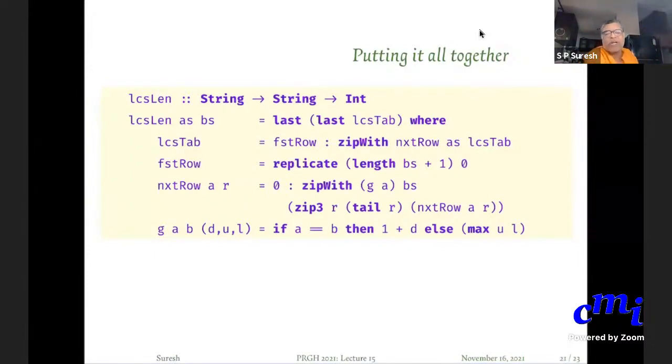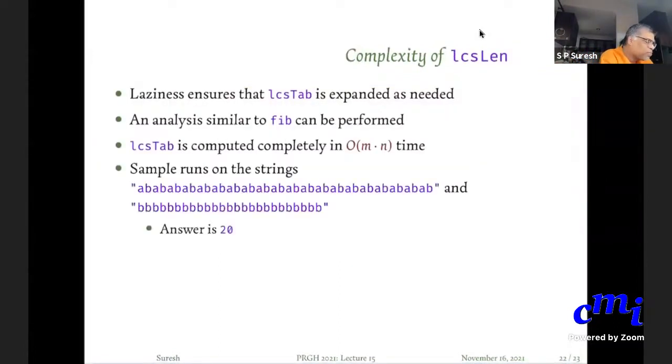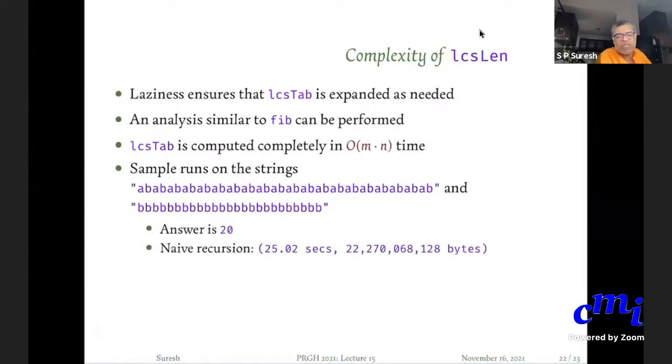You're not building an infinite list now. You're building a finite list, but even that can be built in terms of what looks like a circular definition, but it is fine. Okay. So in fact, when I last ran this, the naive recursion gives me this much, whereas the DP version will give me this much.